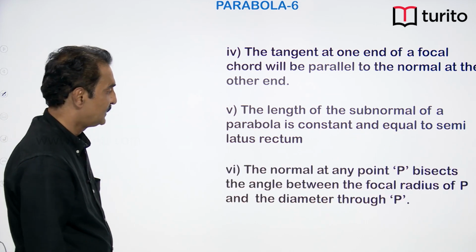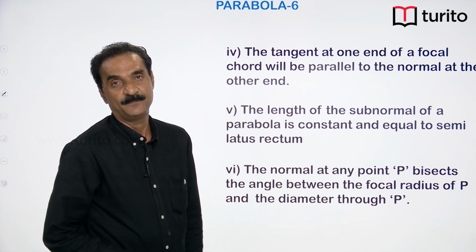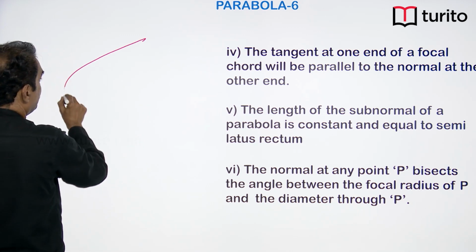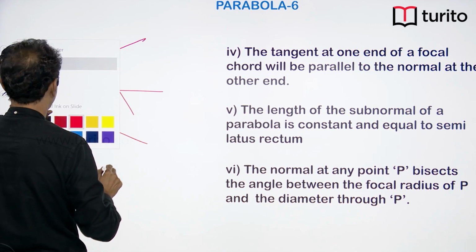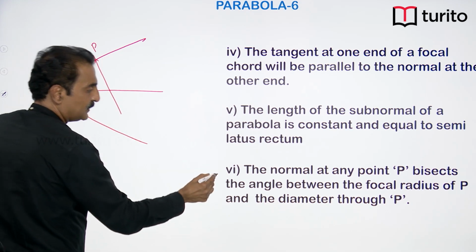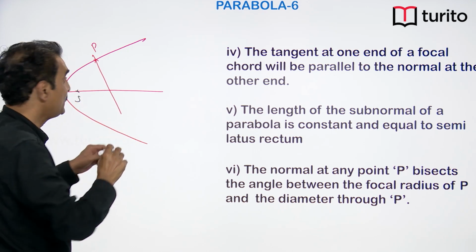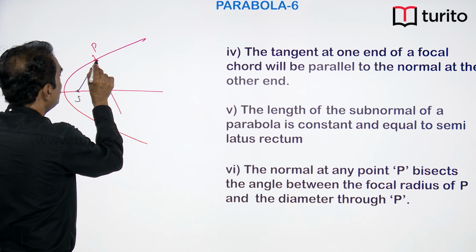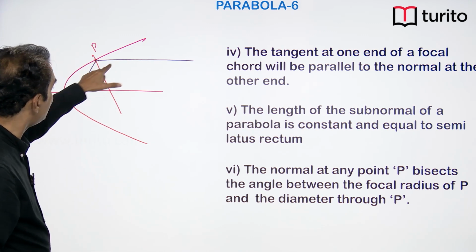Next point, the normal at any point P bisects the angle between the focal radius of P and the diameter through P. Just now we discussed about diameter of a parabola. You take a parabola like this, draw normal at a point P. This is a normal to the parabola at point P. Now, according to this point, this normal bisects the angle between focal radius of P, SP, and the diameter through P. What is diameter through P? From P, draw a line parallel to the axis. This is diameter through P. This normal bisects the angle between these two.